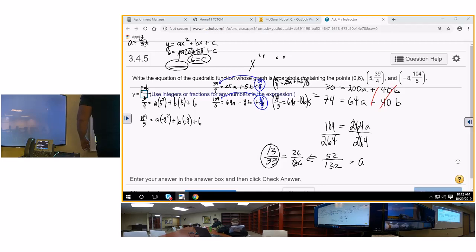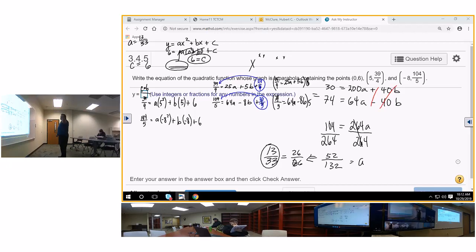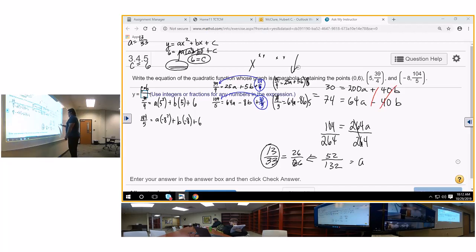C is equal to 6. So now we got to find B. I'm just going to plug it back into one of them. I really don't care which one I plug it into. I'm going to plug it into this one. 15/4 is equal to 25 times 13 over 33 plus 5B.